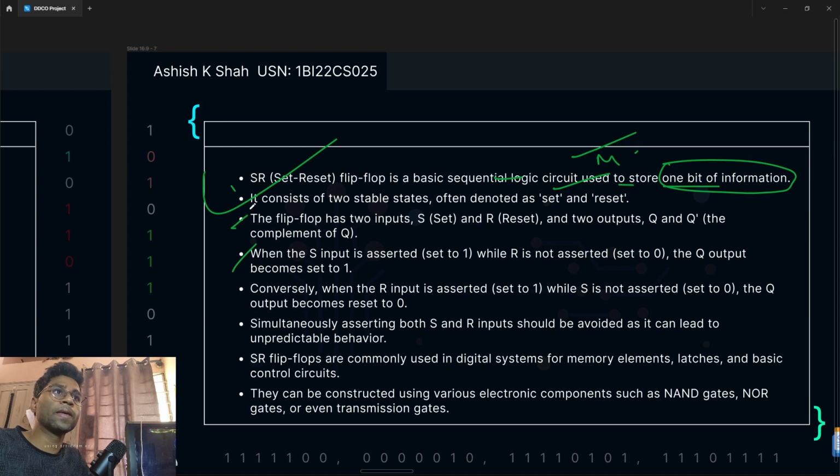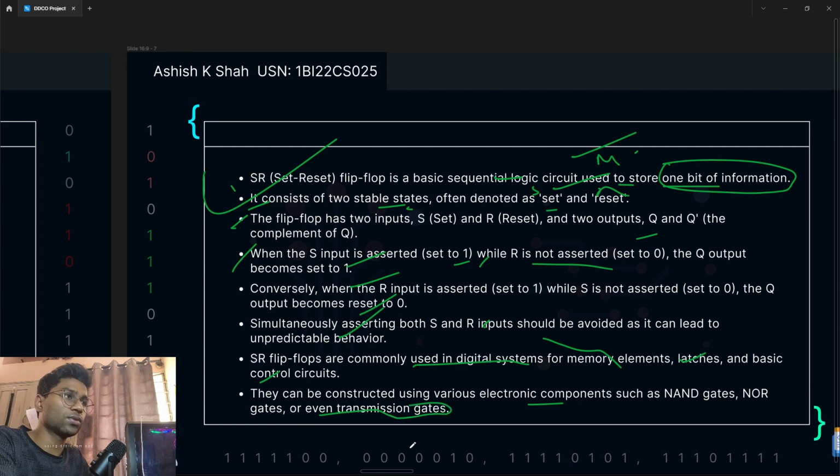It consists of two stable states, often denoted as set or reset, or as S or R. The flip flop has two inputs S and R and two outputs Q and Q dash. When the S input is set to 1 while R is not asserted, it is in set mode. Conversely, when R is asserted 1 and S is 0, Q becomes 0, which means it is in reset mode. Simultaneously, we can't do it because it leads to unpredictable behavior. SR flip flops are commonly used in digital systems for memory elements, latches, and basic control circuits. They can be built using various electronic components such as NAND gates, NOR gates, and even transmission gates.